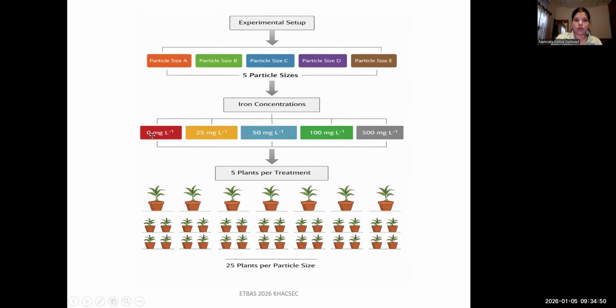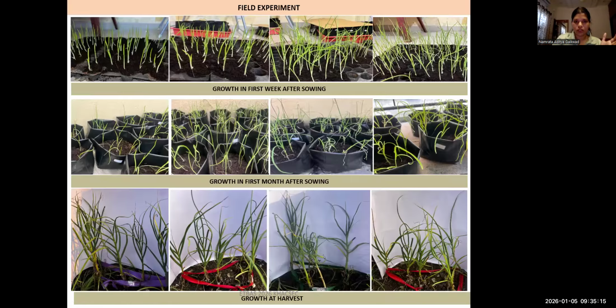For each concentration, I have used 5 plants, so 5 plants per treatment. This way, I have performed the experiment on one particle size, which is further distributed into 5 concentrations, and each has treated 5 plants. So around 300 plants were treated in the whole experiment.